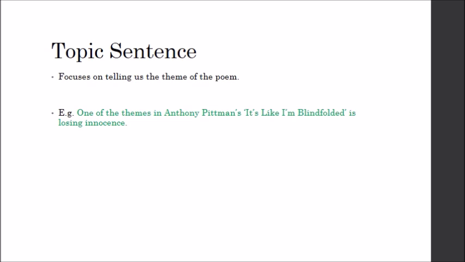With those ingredients in mind, you can see the example I've created. One of the themes in Anthony Pittman's It's Like I'm Blindfolded is losing innocence. I've said what the name of the poem is, who wrote it, and what the theme is. Pretty easy to do. As long as I make sure I mention those 3 things, I've got a really good topic sentence. And I could have mixed that around, not a worry at all.